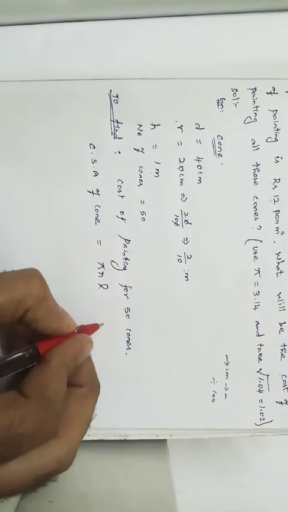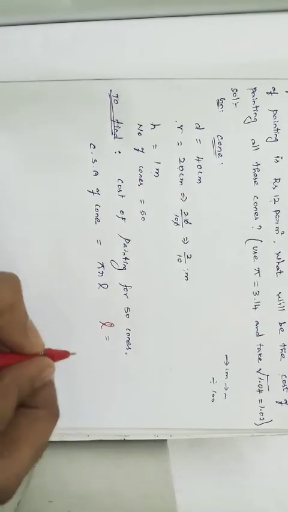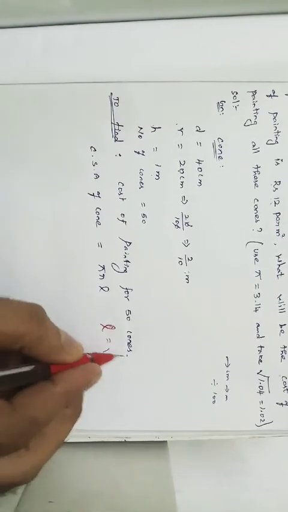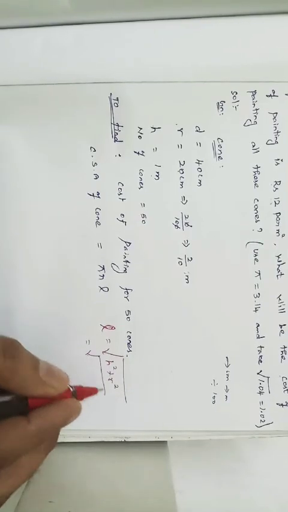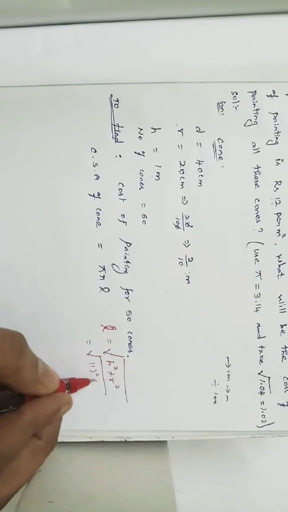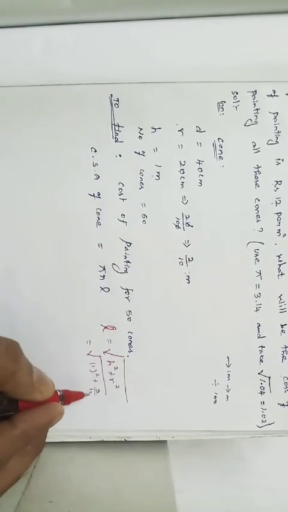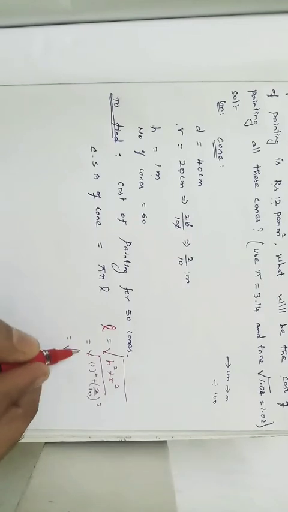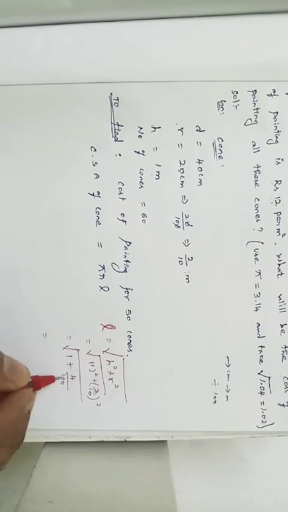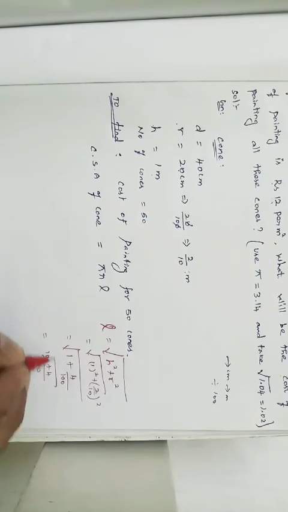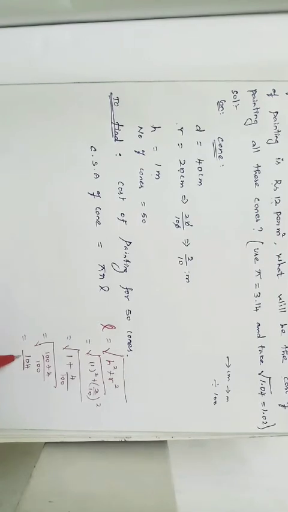We know the formula. Slant height l is equal to square root of h square plus r square. What is the value of h? 1. So 1 square plus r, which is 2 by 10, the whole square. Simplify: square root of 1 square is 1, plus 2 square 4 divided by 10 square 100. Do the simplification, just cross multiply: 100 into 1, 100 plus 4 divided by 100, square root of 104 by 100.